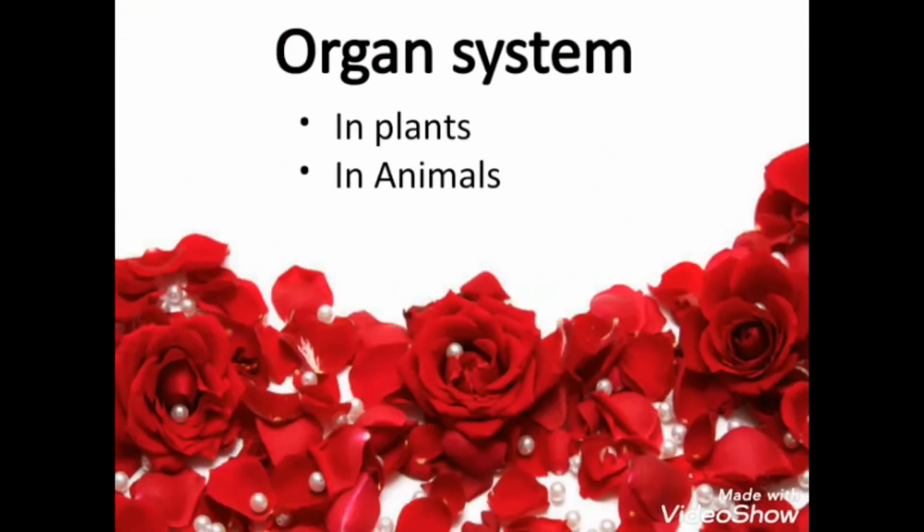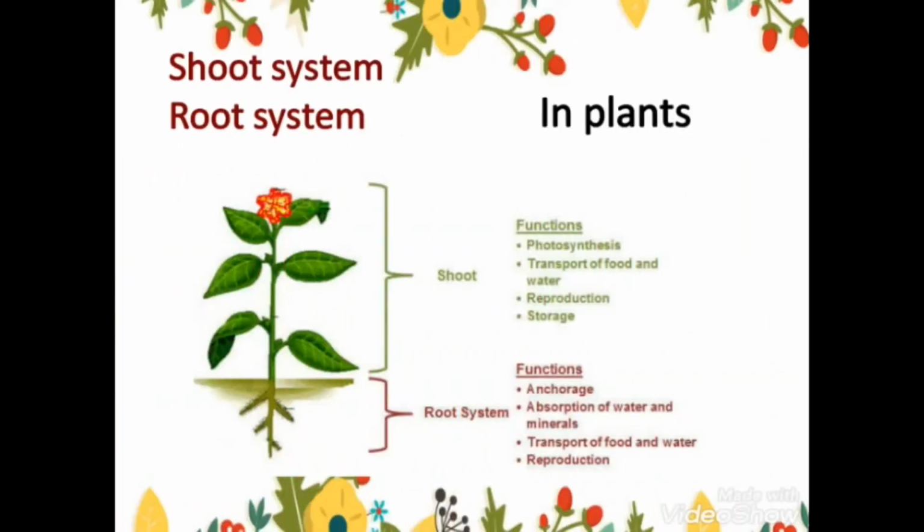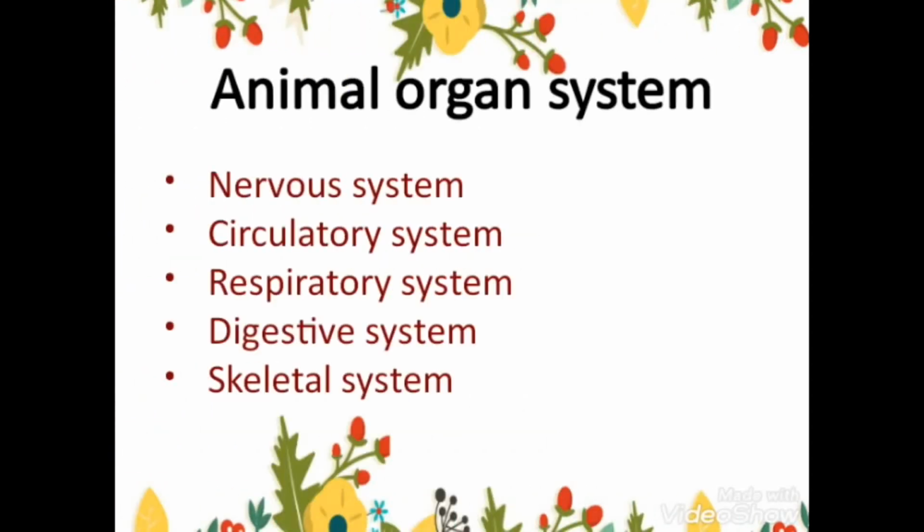When different organs are joined together, they form an organ system. Organ systems in plants are of two types: shoot system and root system. Shoot system is made up of stems, leaves, branches and flowers. This is the part above the soil. Root system includes roots, its branches and root hairs. It is the part of the plant that is present inside the soil. Roots are widely spread under the soil and absorb water and nutrients.